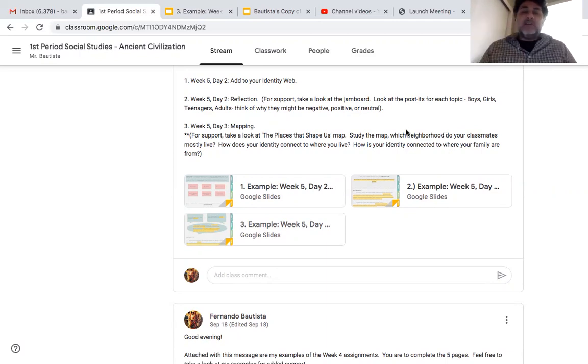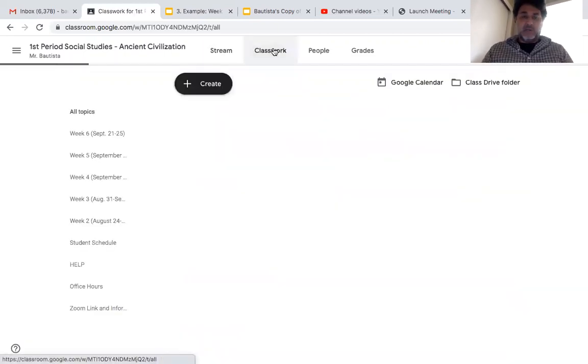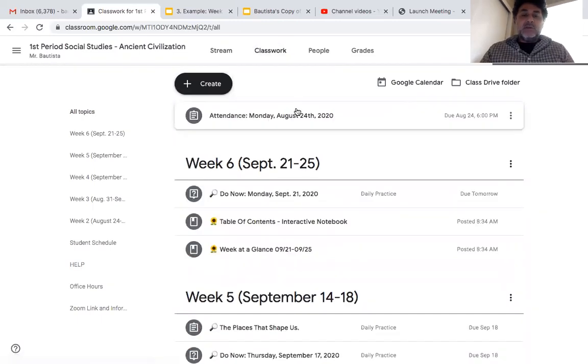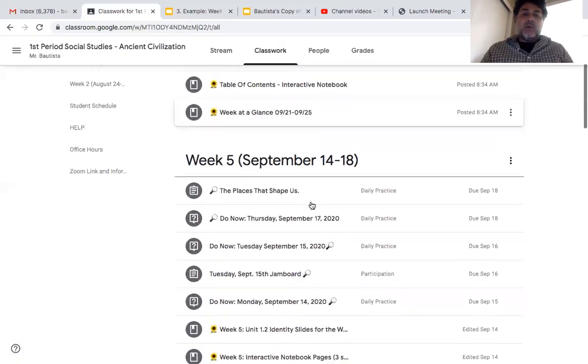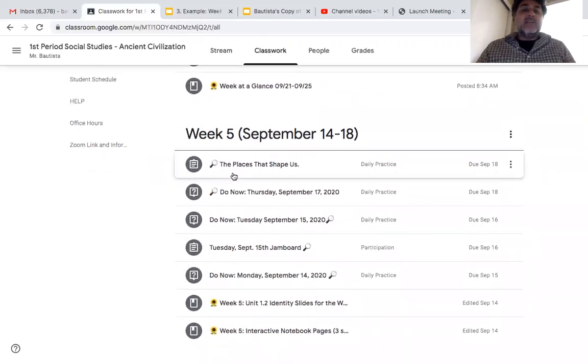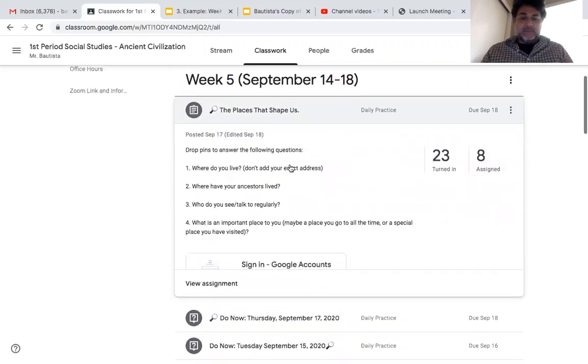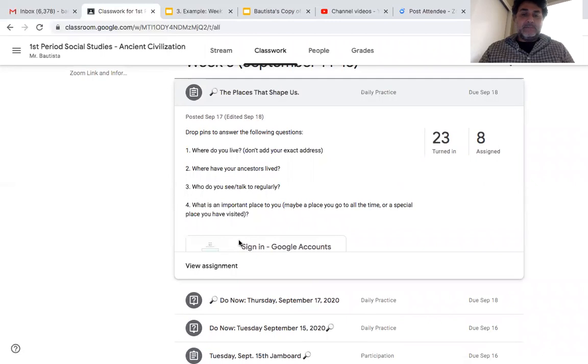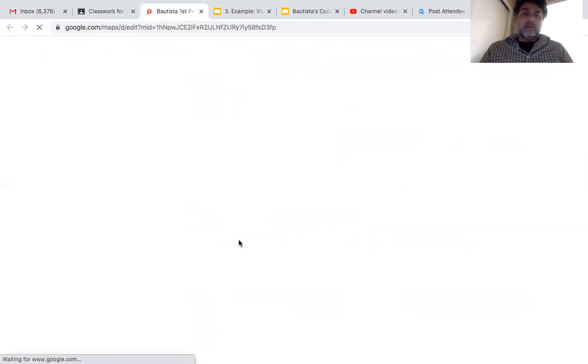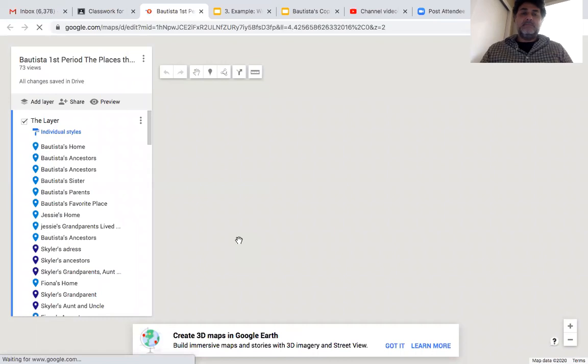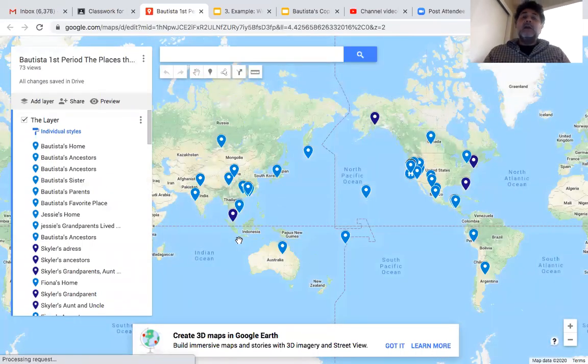Now, if you're wondering, how do I get to the map? Again, in our Google Classroom folder, we're going to move from stream to classwork. We're going to go to week 5, and we're going to look for the assignment titled The Places That Shape Us. We click on it, and you click on the map. It takes a moment, but it does pop up, and what you'll notice, look at all of the pins that your classmates have posted on the map.